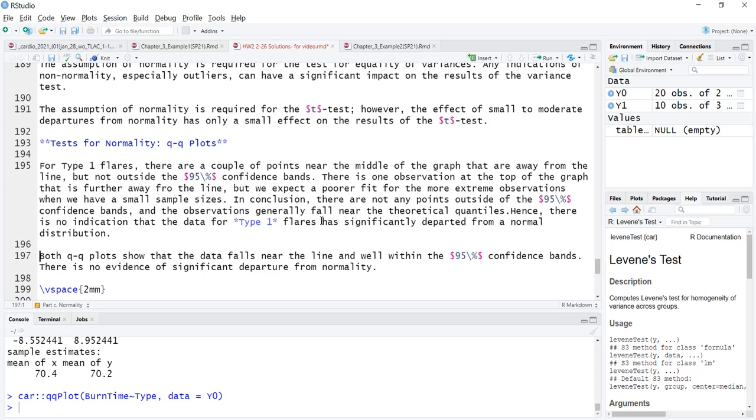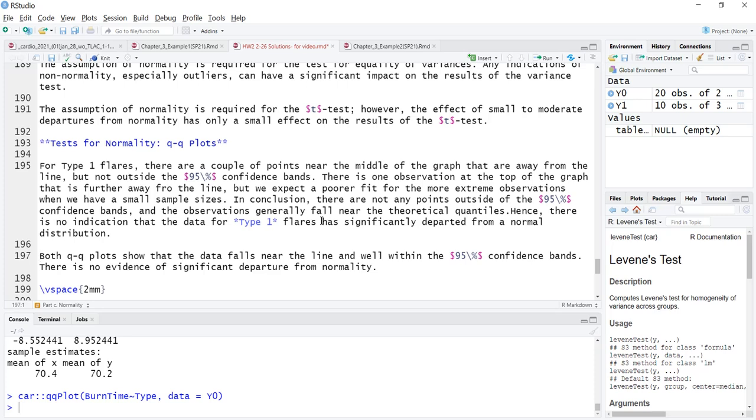So now, for type 2 flares. In the book, they ask us to check the assumptions of normality for both types of flares. So we need to talk about each type of flare separately here, unless they're both really similar and we don't need to say anything except they're good. Now for this type 2, I don't have any issues with that.